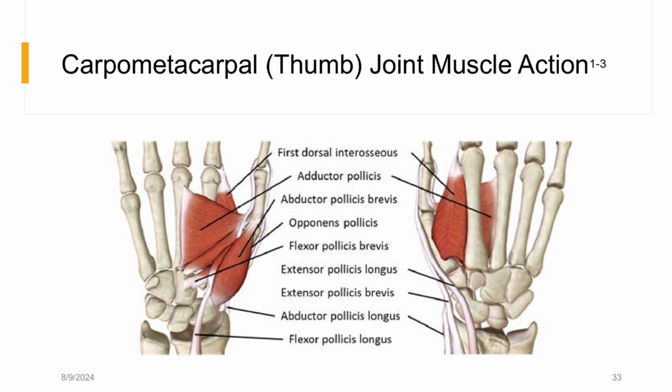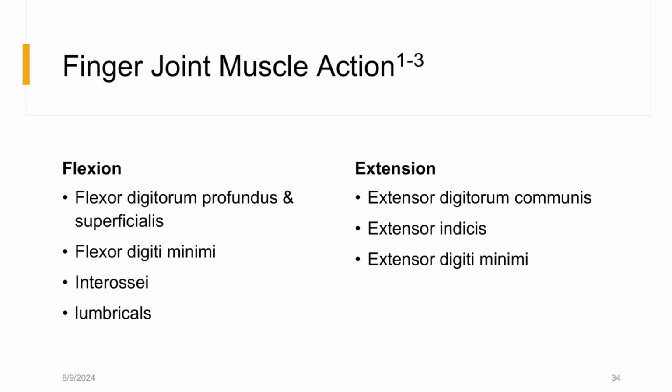All right. Here you'll see the adductor pollicis right here. This adductor pollicis, abductor pollicis brevis right here. Right here you can see flexor pollicis brevis, and then deep to abductor pollicis brevis is opponens pollicis. And then on the other side, on the other picture, you see the adductor pollicis and also the first dorsal interosseous. So now we're going to talk about the finger joint muscles.